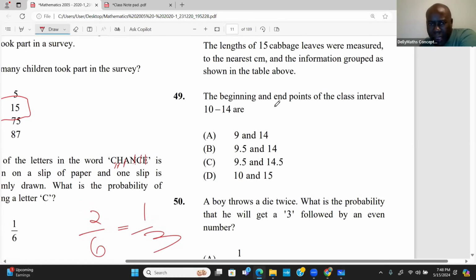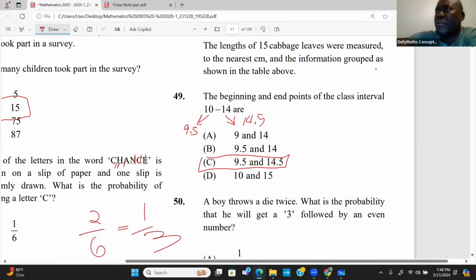What's the question? The beginning and end points of the class interval. What will be that and what will be that? So you take 0.5 from it. So this is 9.5 and this one is 14.5. You see that? So these are the little stuff that they're asking. Remember it.